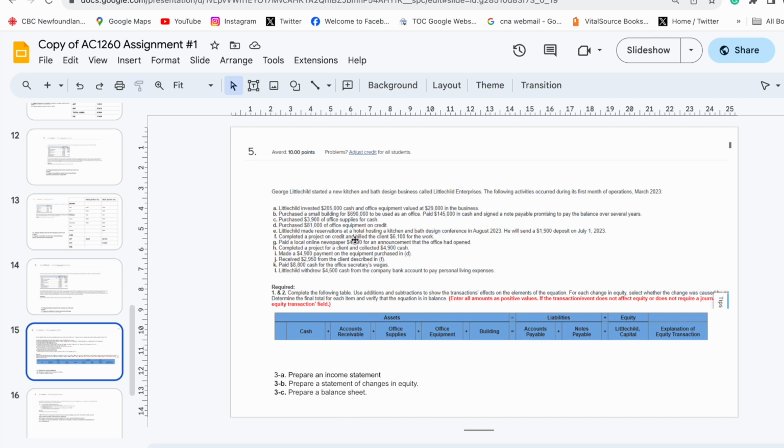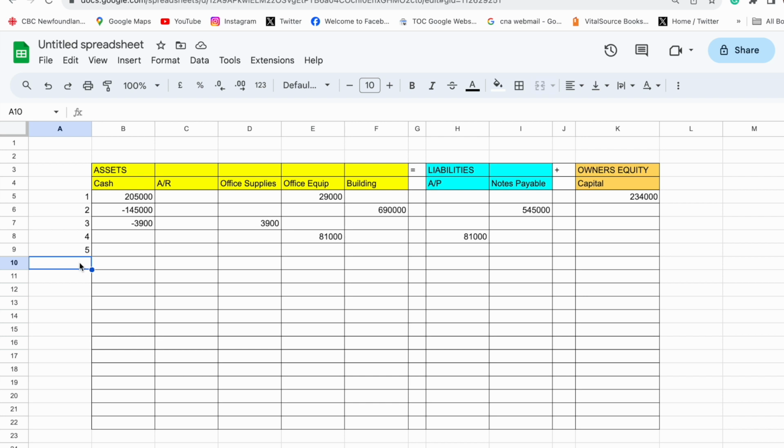Completed a project on credit and billed the client $6,100 for the work. So we go here. Project for $6,100. This would have been accounts receivable, $6,100. Someone's going to pay him. And seeing it's revenue really coming into the business, that would affect his owner's equity, $6,100.